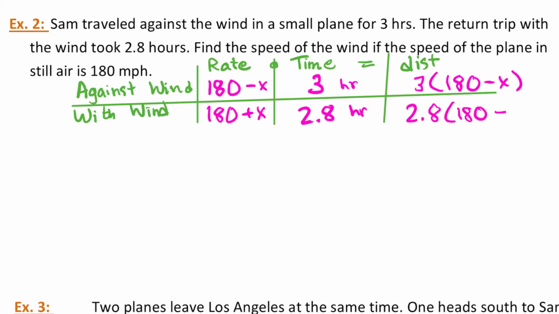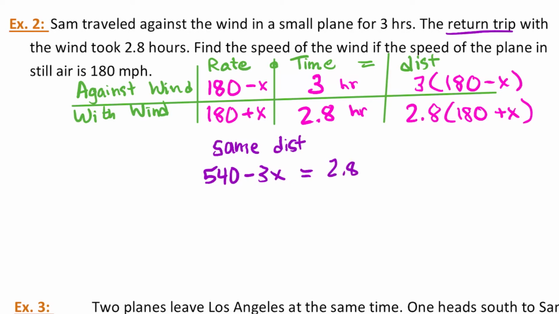Since rate times time equals distance, I'm going to go ahead and multiply these to get my expressions for my distance. What we're looking at is a travel trip where we're going somewhere and coming back. We're going to assume by the same path, so that means that our distances should be equal. So if I set my distances equal, I went ahead and distributed here, took 3 times 180 minus x and 2.8 times 180 plus x. Those two distances are equal, so I should be able to solve my equation for x.